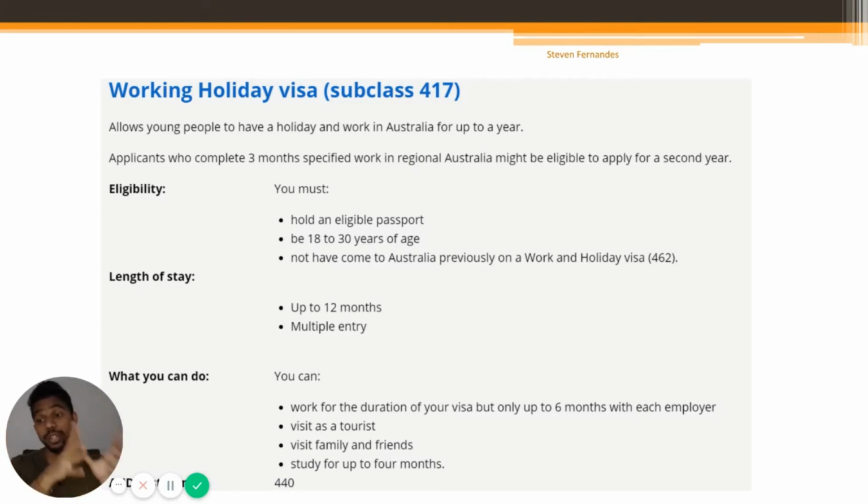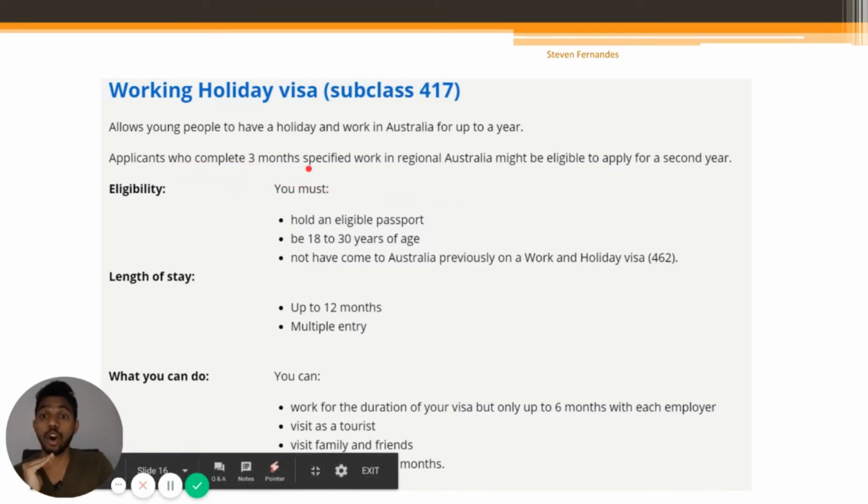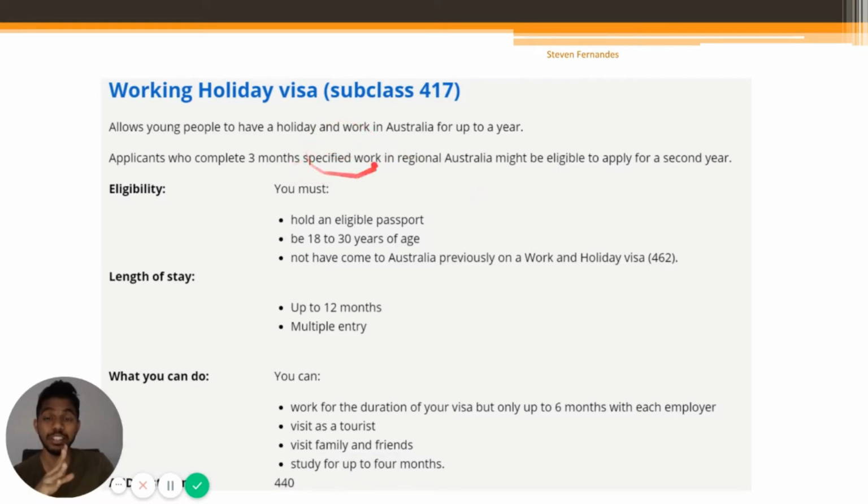If you've done 1 year on the working holiday visa and you want to extend it for a year, there is that option available. But for you to do that, you need to complete 3 months of specified work in regional Australia. Usually the specified work is a list of occupations or tasks for which there's a labor shortage in Australia. Typically these are farming jobs or fruit picking and things like that. So if you work in regional Australia for 3 months, then you can extend your working holiday visa for another year. And I'll get to what regional Australia is in a minute.